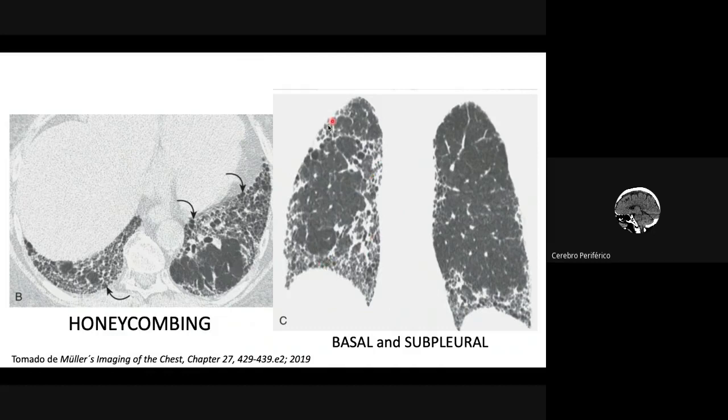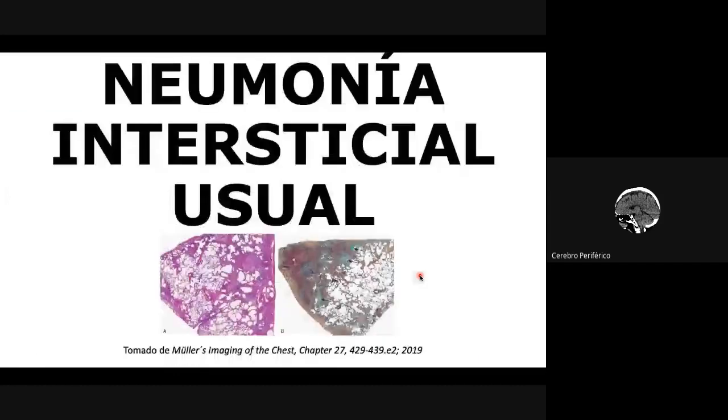And then I show this picture to point out that the pattern is always basal, subpleural, and posterior. Here you have a coronal cut of the lung, and then you can see how the pattern is eventually very posterior and also subpleural and basal. Okay, so this is all about it.